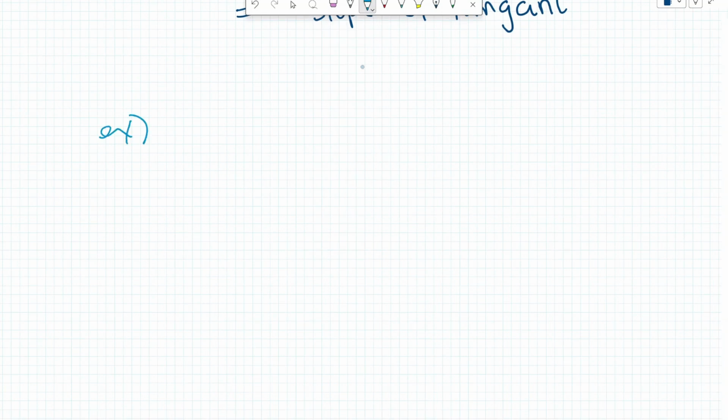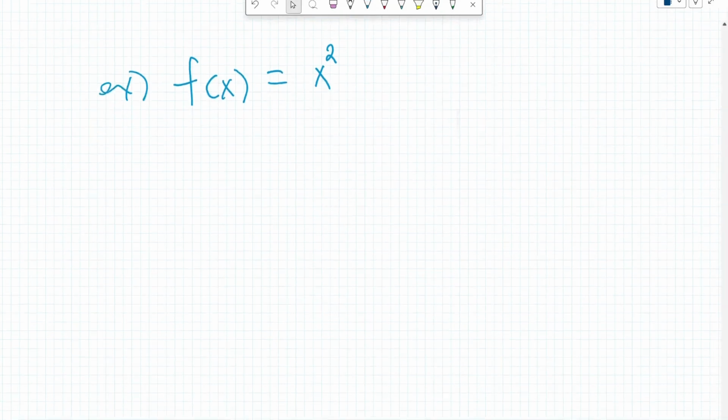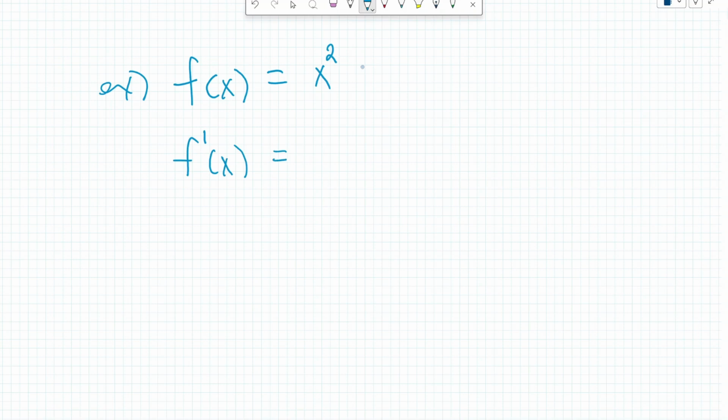So for example, let's start with f of x equals x squared. And we want to find the derivative. So let's go and use first principles to find it. So we're going to use the f prime notation. So this notation represents the derivative of a function. And let's write out our first principles equation.